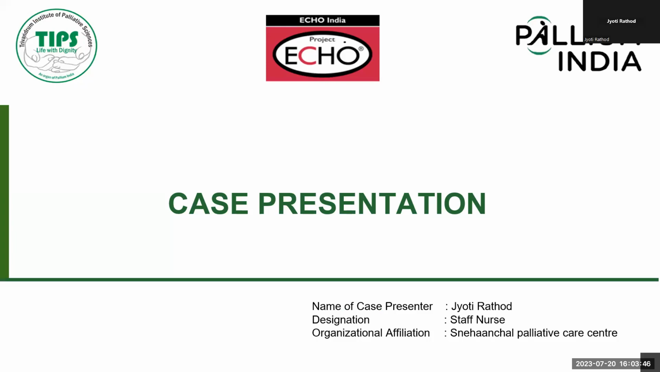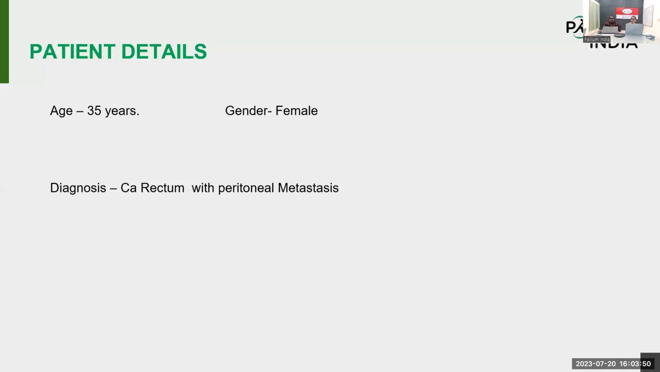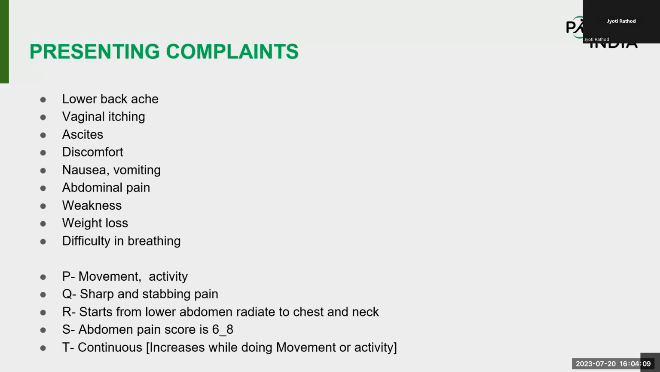Yes, ma'am. Good afternoon, ma'am. My patient's age is 35 years. Is it audible, ma'am? Yes. Okay. Patient details: age 35 years, gender female, diagnosis CA rectum with peritoneal metastasis. Presenting complaints are lower backache, vaginal itching, ascites discomfort, nausea and vomiting, abdominal pain, weakness, weight loss, and difficulty in breathing.